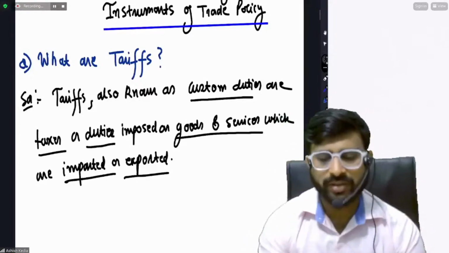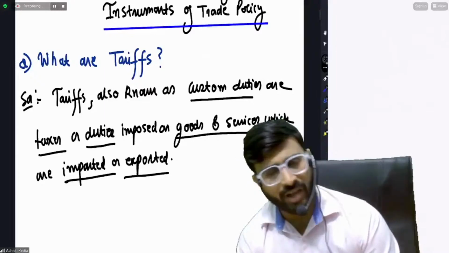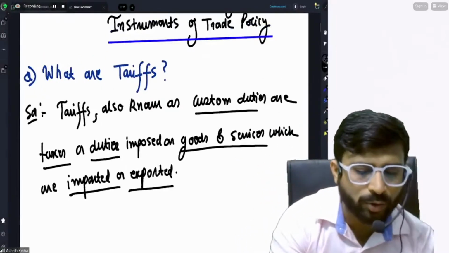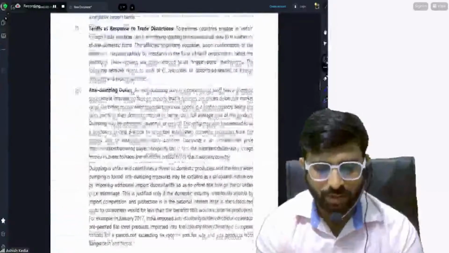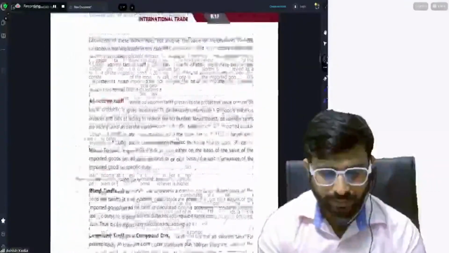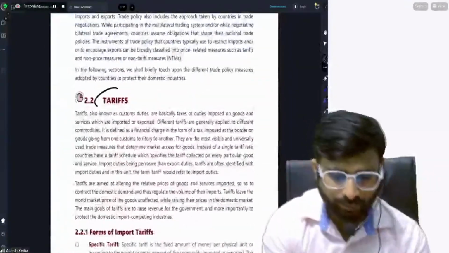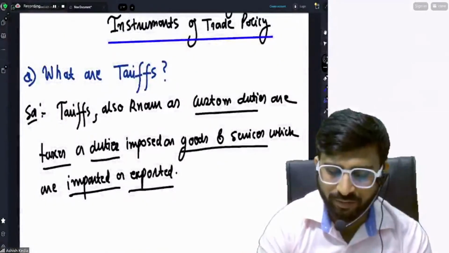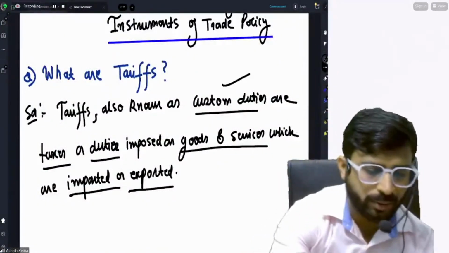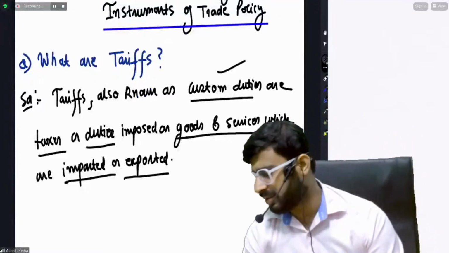Okay. So, friends, we will be moving as per ICAI ka material. And see, I have explained you what a tariff is. Same is written in the institute's material as well. Have a look. What a tariff. Also known as custom duties. This is what I have made you write. Also known as custom duties. Is that clear, friends?